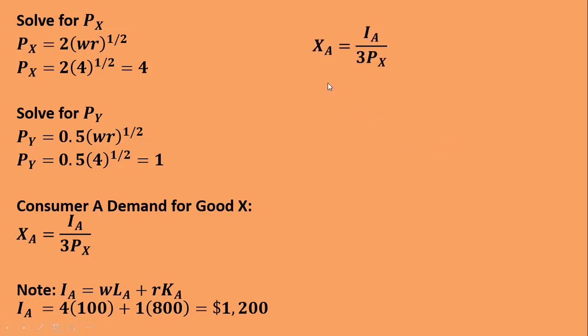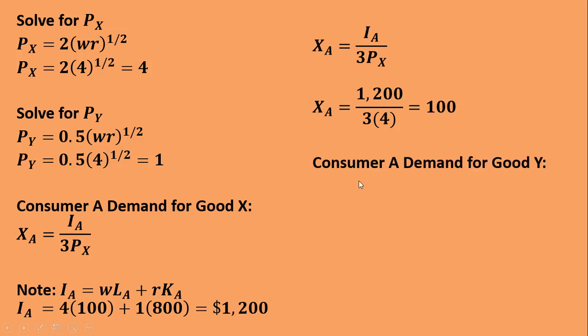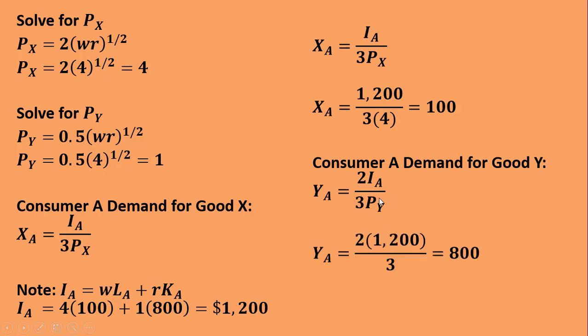So going back to our demand for good x for consumer A and plugging in our values for income and the price of good x, we get 1,200 divided by 12, or 100 units. So consumer A will get 100 units of good x. And let's also consider consumer A's demand for good y. Here's consumer A's demand for good y that we solved earlier. Plugging in consumer A's income, 1,200, and 3 times the price of good y, where the price of good y is 1, consumer A will consume 800 units of good y.